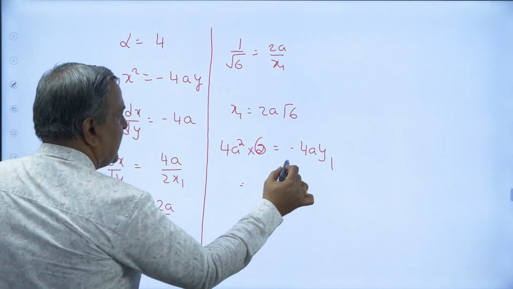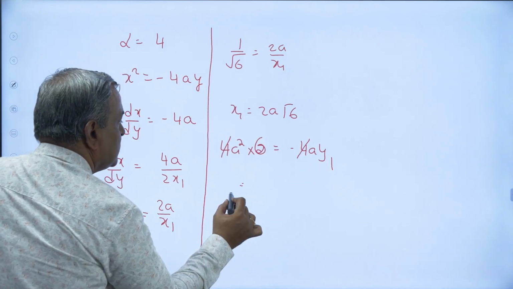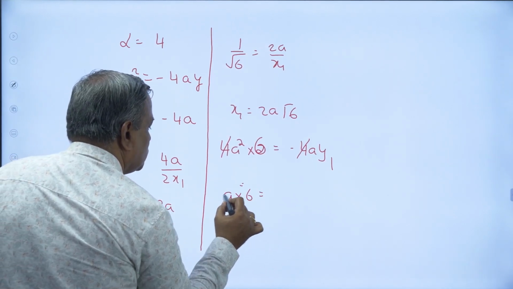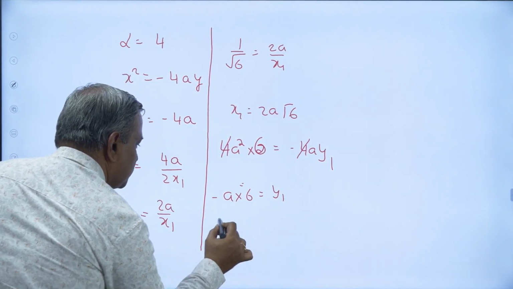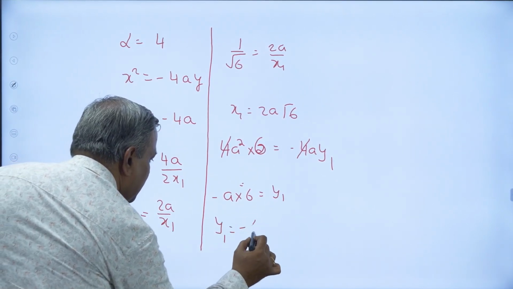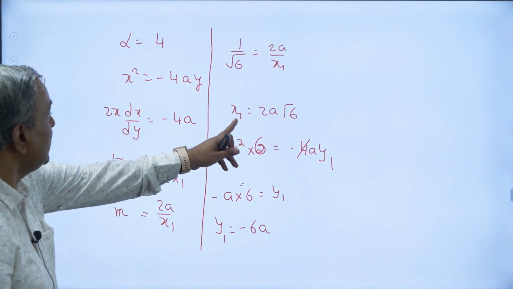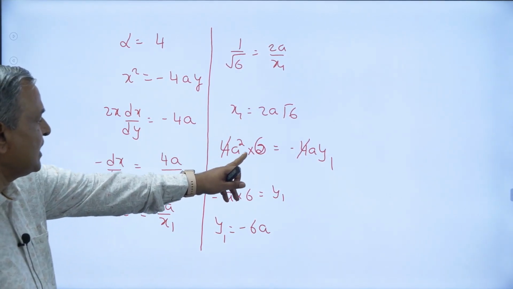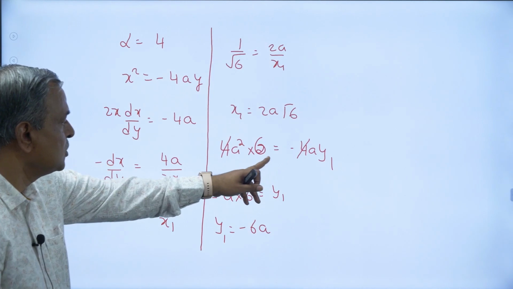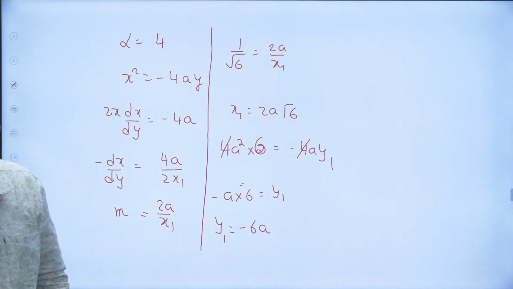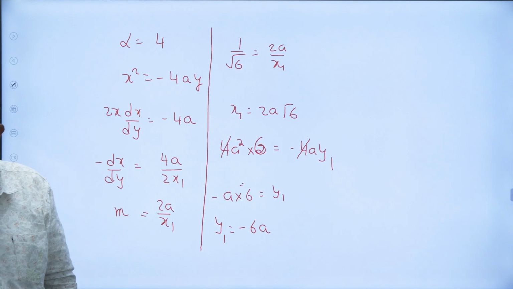Now what from this we get? 4 and 4 will cancel. You get a into 6 is equal to minus a y1. So y1 we got it as minus 6a. Let me check once again. So x1 square is equal to 4a square into 6 is equal to minus 4a y1. 4 will cancel, a will cancel. y1 is equal to minus 6a, we got it.